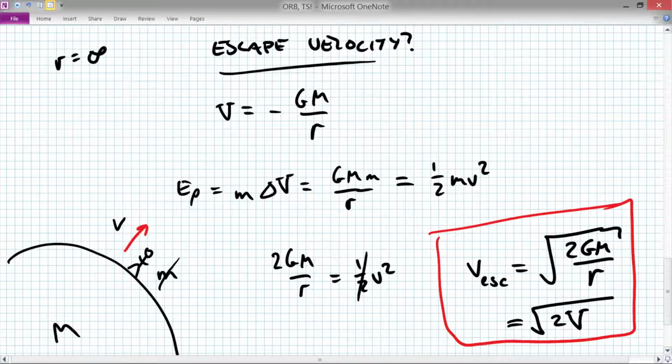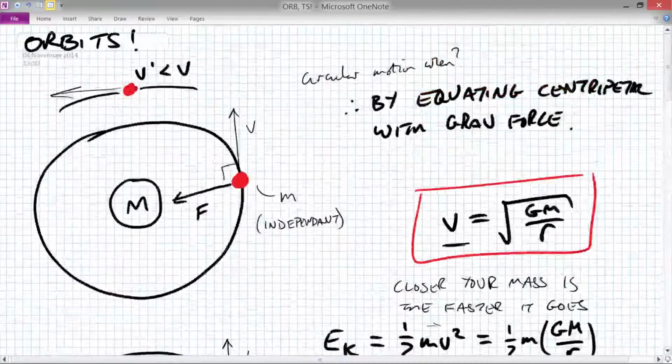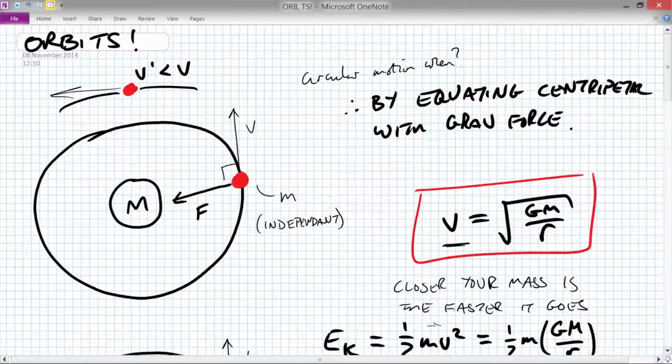Again, don't remember this equation, and don't try and remember this equation. Learn how to derive them. If you do that, you're golden. You'll understand it much better.